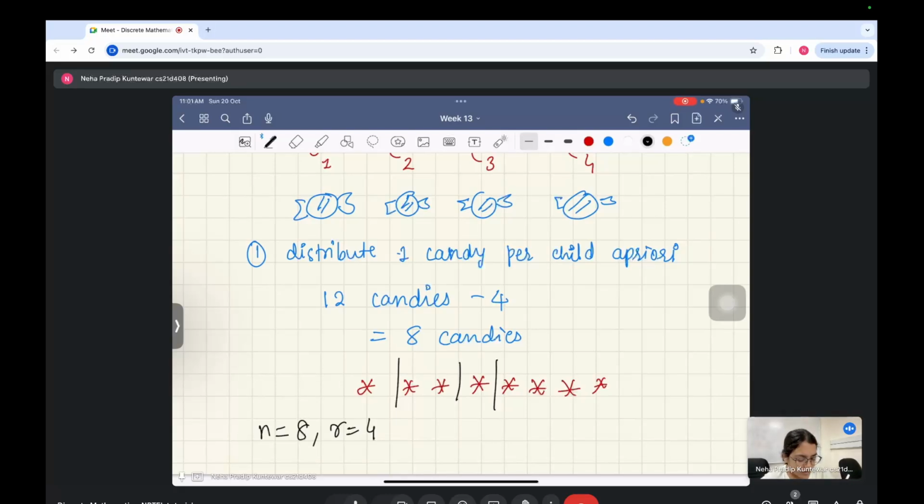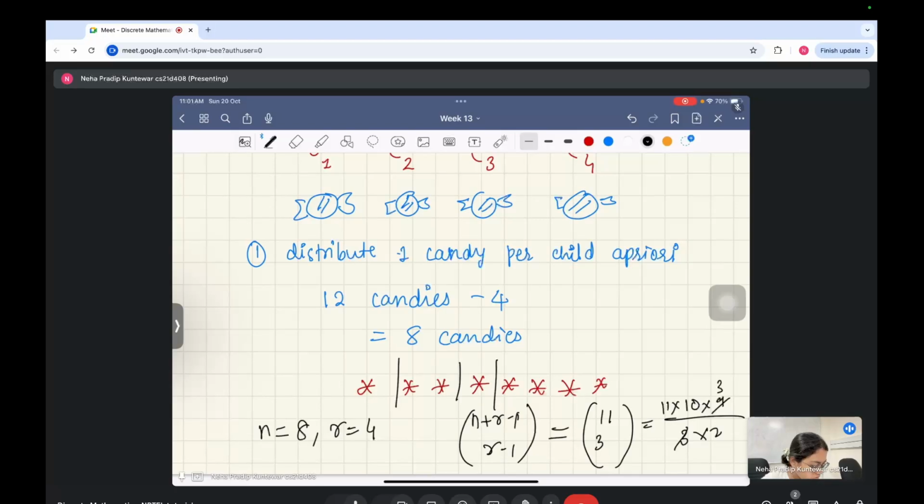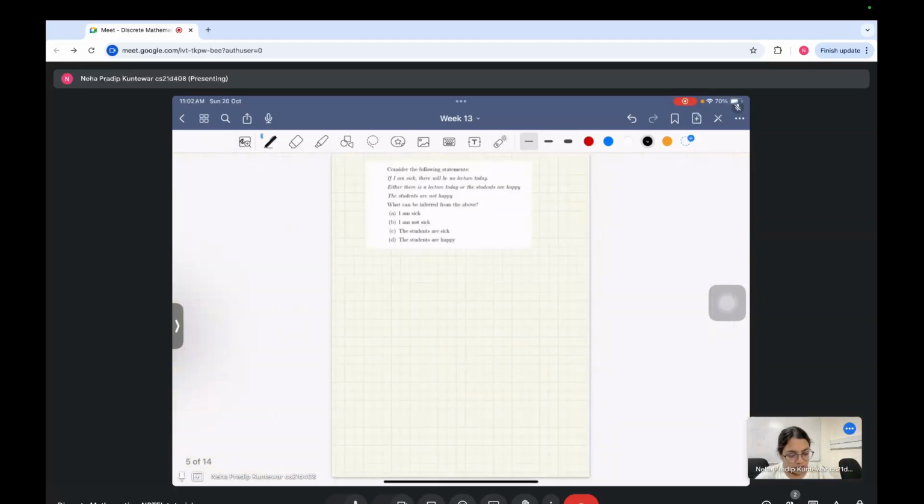and the number of ways of distributing that is nothing but n plus r minus 1, choose r minus 1, and this is nothing but 11 choose 3, and this is nothing but 11 into 10 into 9 over 3 into 2, and this turns out to be 15 into 11, which is 165. So the number of ways in which you can distribute the candies now such that you're guaranteed that every child gets something is 165.